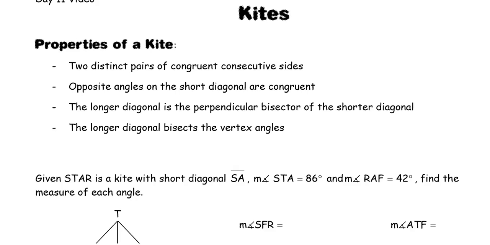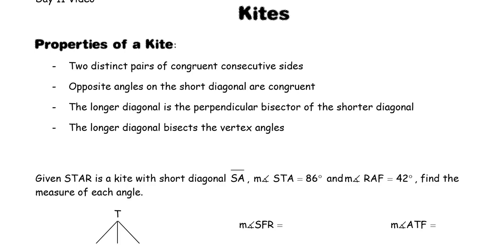Today's video is going to be on kites. This is going to be our last shape. And just like the trapezoid, a kite is outside of the parallelogram family. So for the parallelograms, we have parallelogram, rectangle, rhombus, and square.